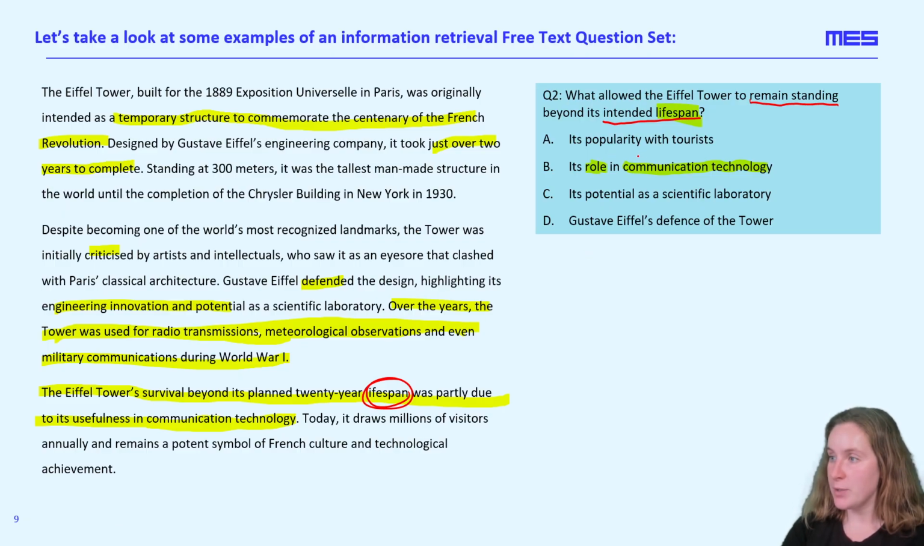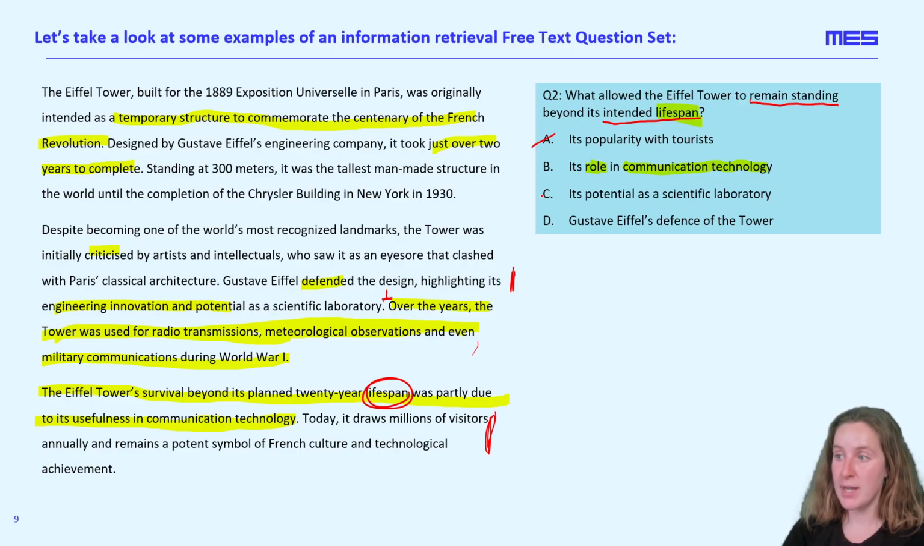Its popularity with tourists, we know that it has tourists here, millions of visitors as tourists, but that doesn't seem to be a reason why it was allowed to remain standing. It seems to be a kind of correlated benefit. Its potential as a scientific laboratory, we know that Gustave Eiffel did say that it had potential as a scientific laboratory, but notice this juxtaposition here. It doesn't say that that's why it was preserved.